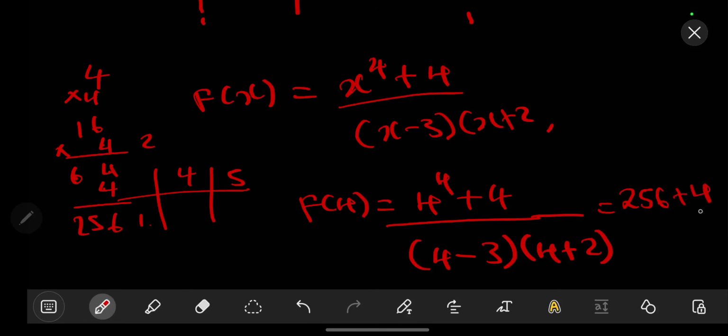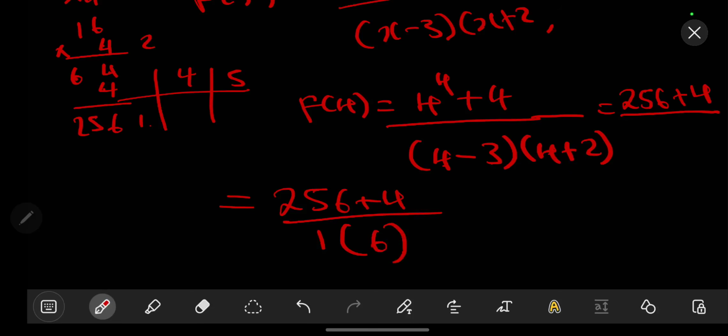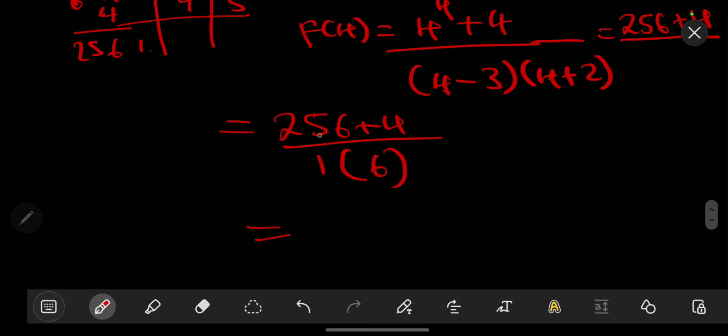We add the plus 4. Then we have over 4. Let's just do it here. So we have a 256 plus our 4 over 4 minus 3. This gives us 1 by 4 plus 2. This gives us 6 like that. So this will be equal to this plus this, which will give us a 260 over 6. So this will give us a value.